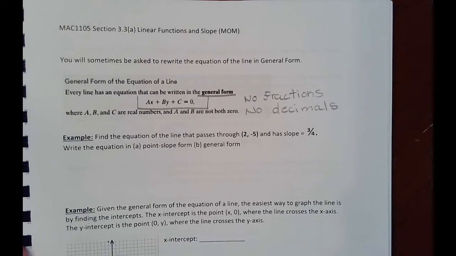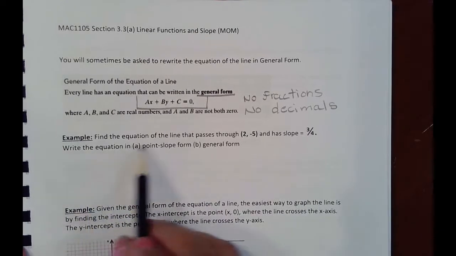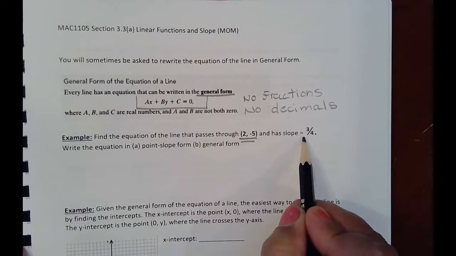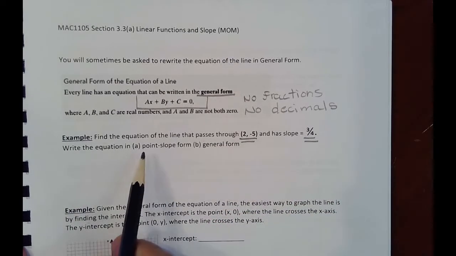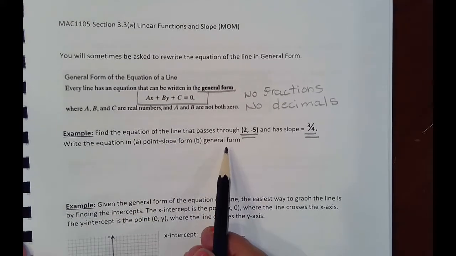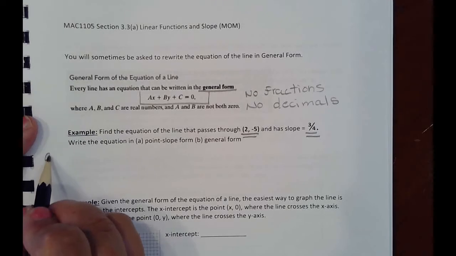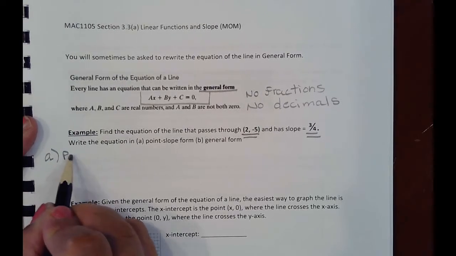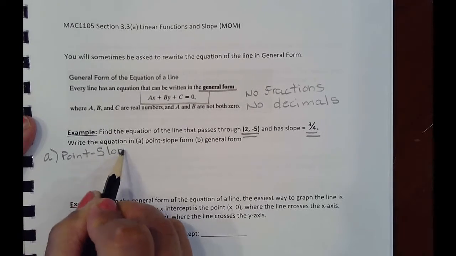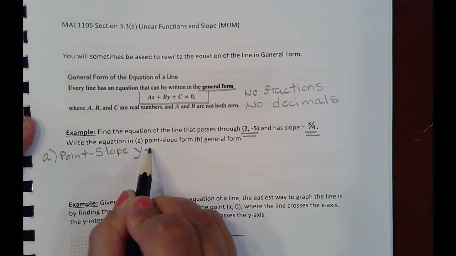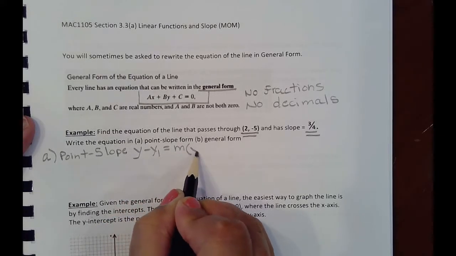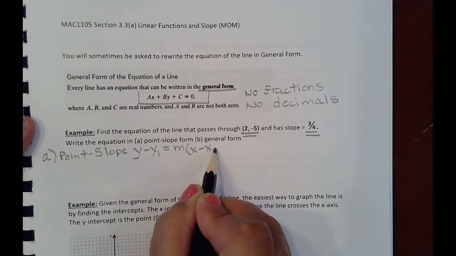Okay, so let's say that we're going to find the equation of the line that passes through this point and has this slope. So we're going to put it in point slope form, because that's what we've been asked to do here, as well as general form. So in part A, if I'm using point slope, I have to use this formula: y minus y1 is equal to the slope times x minus x1.